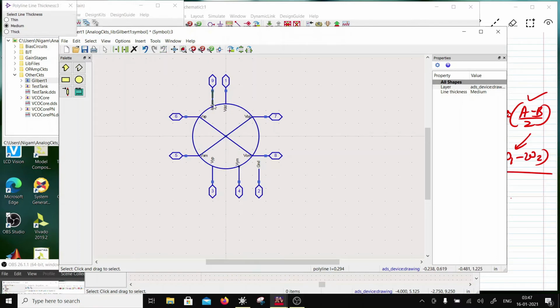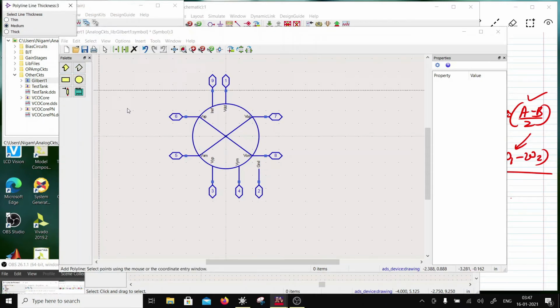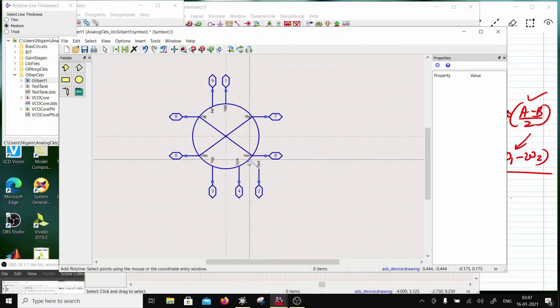And this is the ground. This is IRF. Correct. And I'll make a connection. So this is basically the ground. Fine. So this is our mixer. So let's also design. So this I'm going to save.